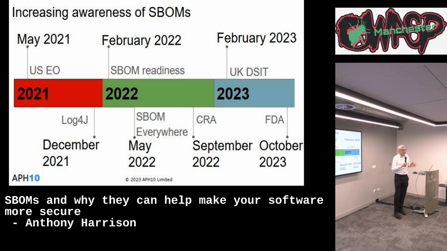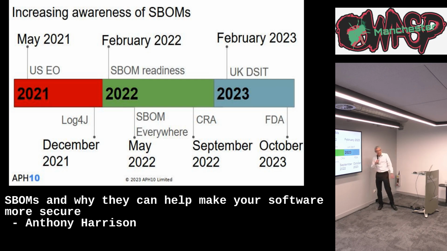The UK came out with a consultation in February, which has just finished, looking at how we do it in the UK. Similar things to what the CRA is, looking at software being more resilient. Again, they're looking at open source. Again, they're looking at SBOMs potentially as a mechanism for keeping track of that.